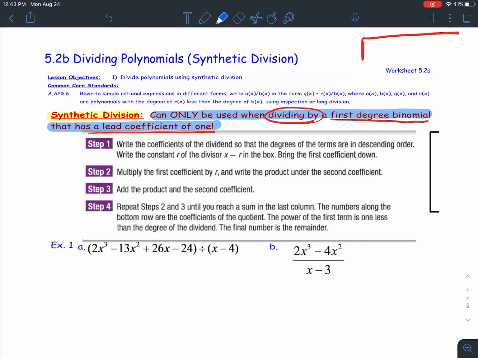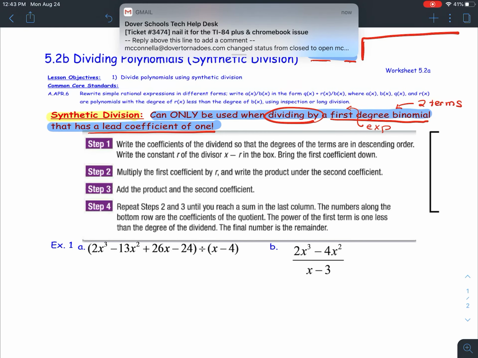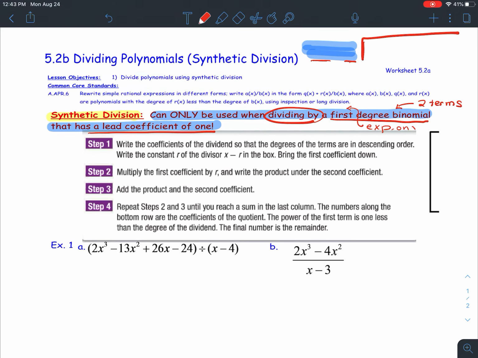So you have to be dividing by a first degree binomial. So that means the part that would come out in front here has to, first of all, have two terms to it. So if you're dividing by, say, a trinomial or something like that, synthetic division will not work. So it has to have two terms out in front. And then it says it has to be first degree. So first degree means that the exponent on your variable is a 1.